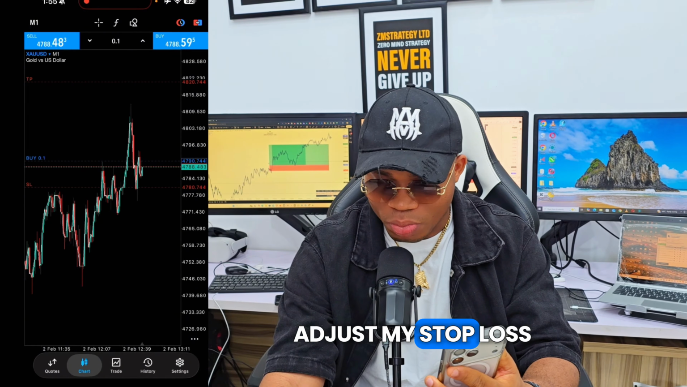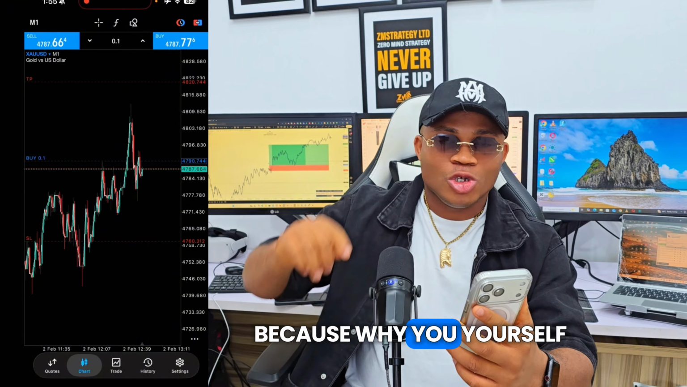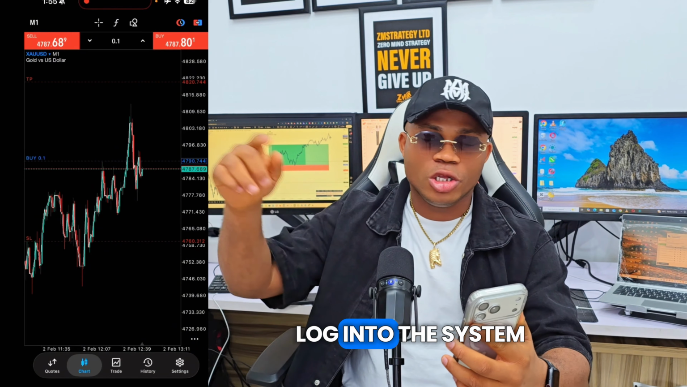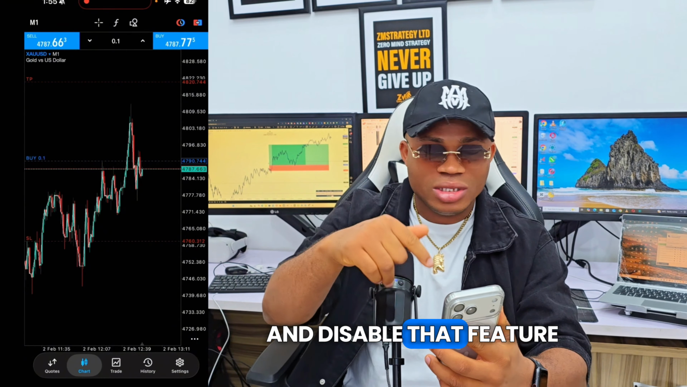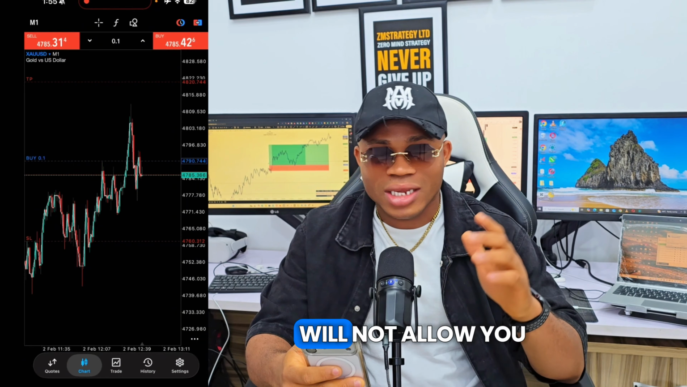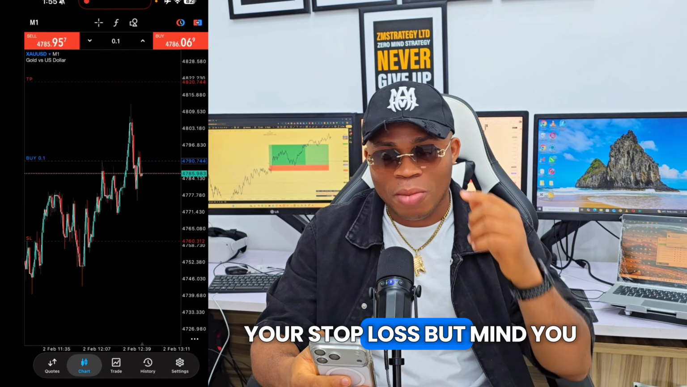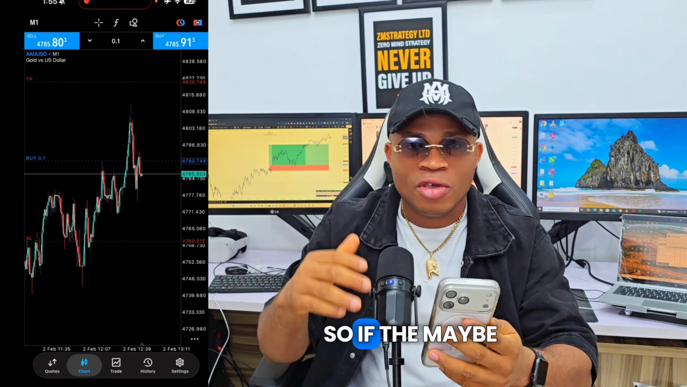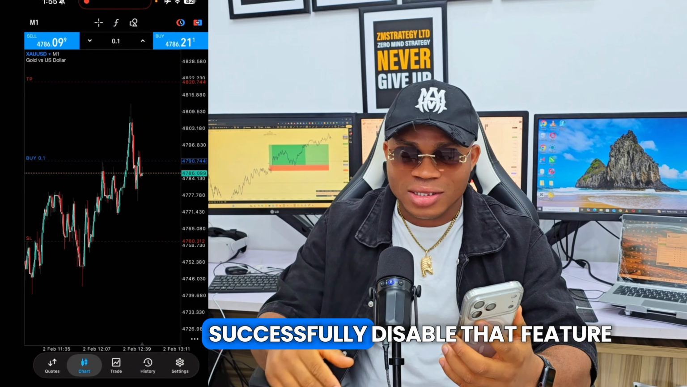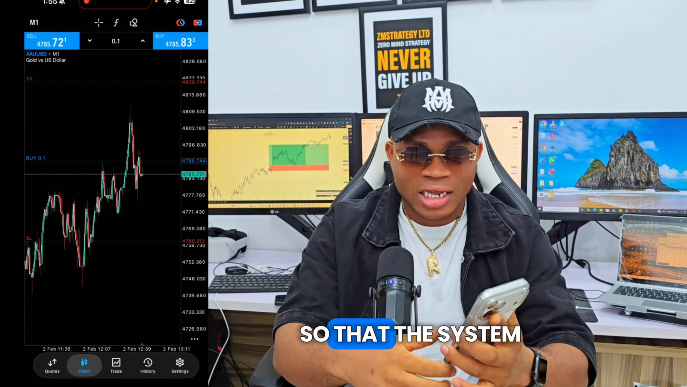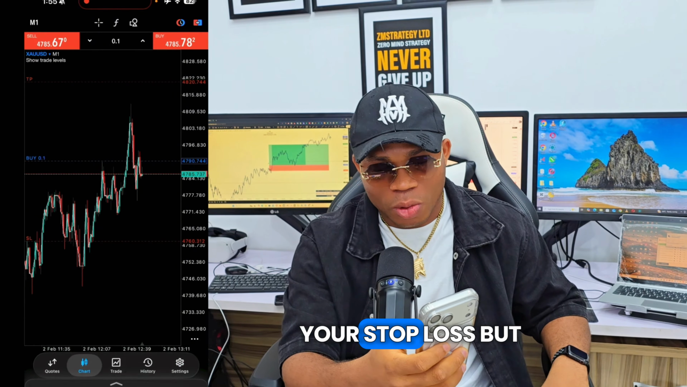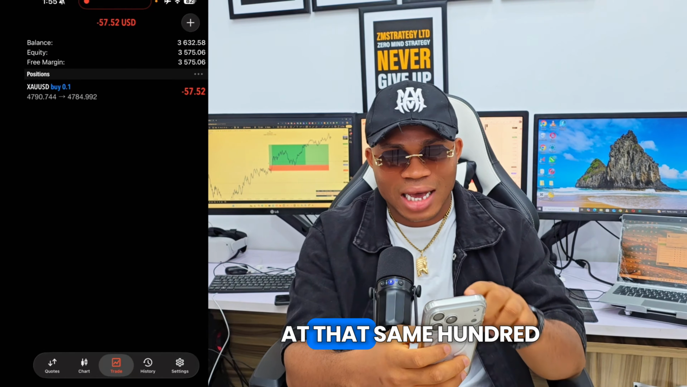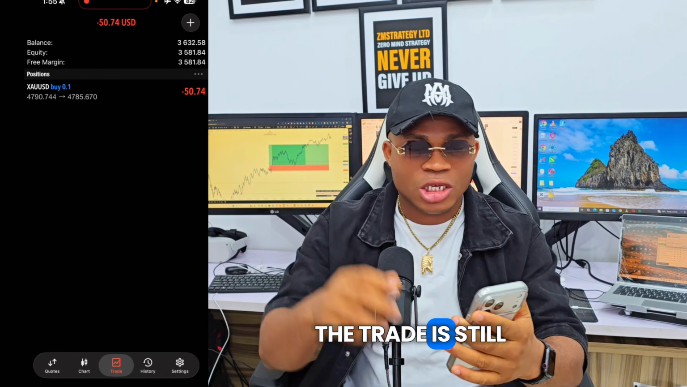Now let's see. Now the system has not allowed me to adjust my stop loss, because why? You yourself log into the system and go and disable that feature, so that the system will not allow you to adjust your stop loss. But mind you, the system also has an internal protection. So if you have successfully disabled that feature so that you can adjust your stop loss, once the market is still running at that same $100 loss, the trade is still going to close.